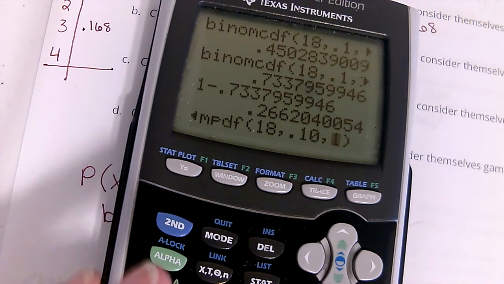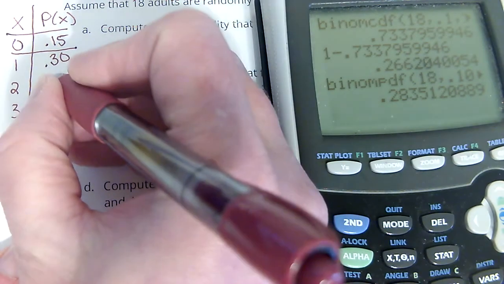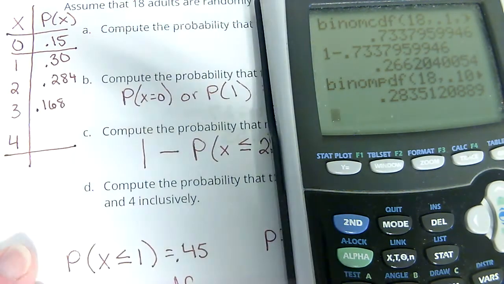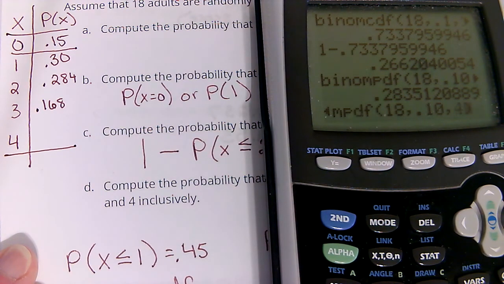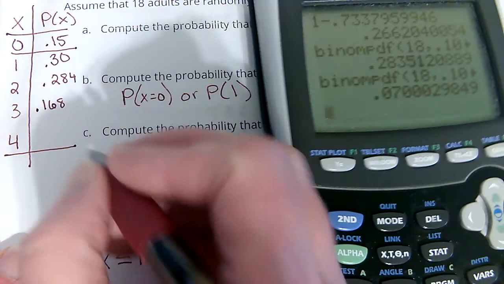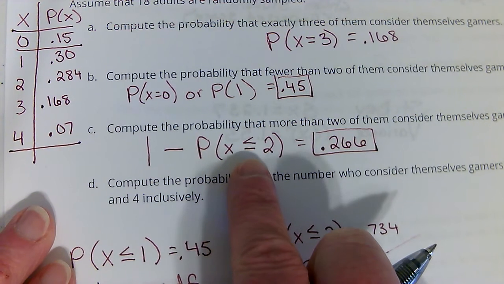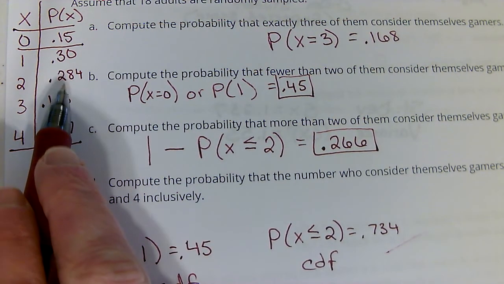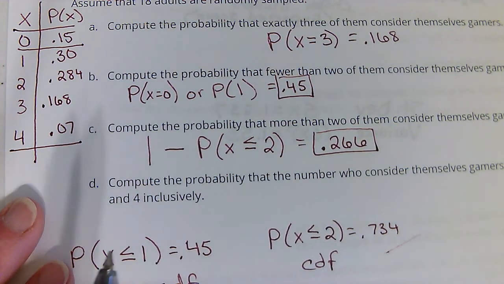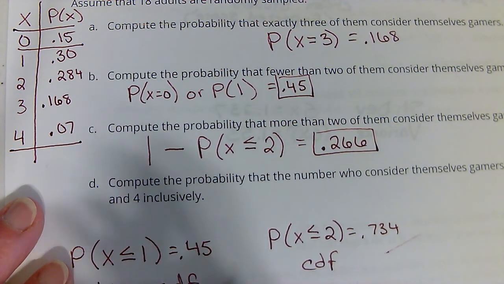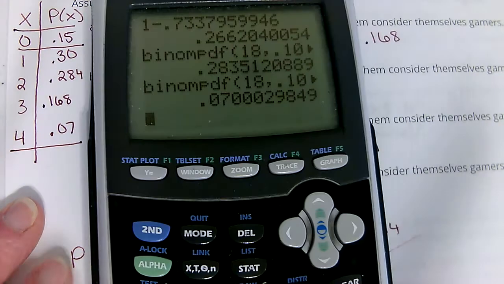So I'm going to use the PDF, find the probability that x is 2, and that's 0.284. And then I'm going to change the 2 to a 4. I want to show you all different ways to do it, and that's 0.07. Let's check some of these we did. Less than or equal to 2 would have been this, plus 0.45. Yeah, that would be 0.734. Cool. Between 1 and 4, you could add up these 4.